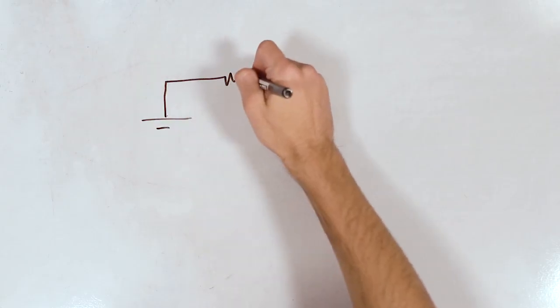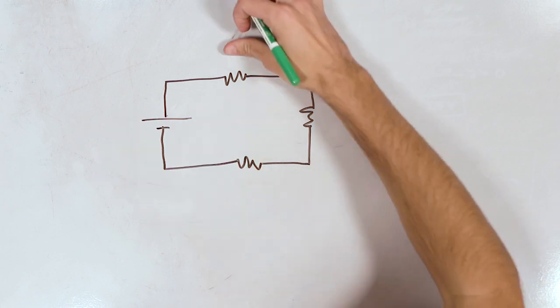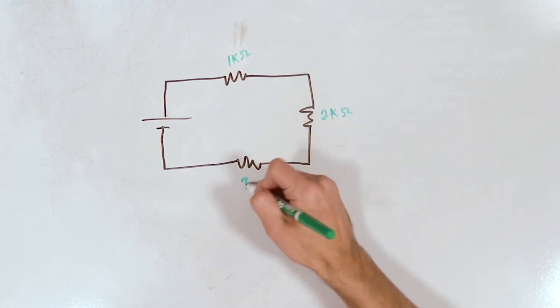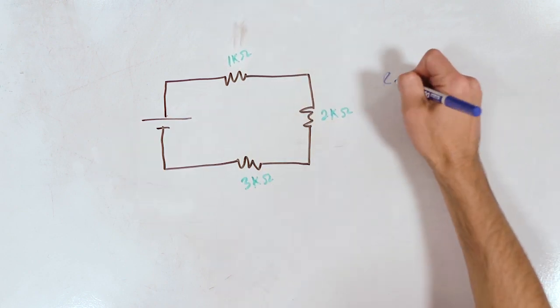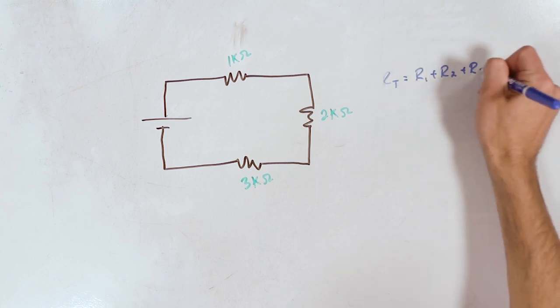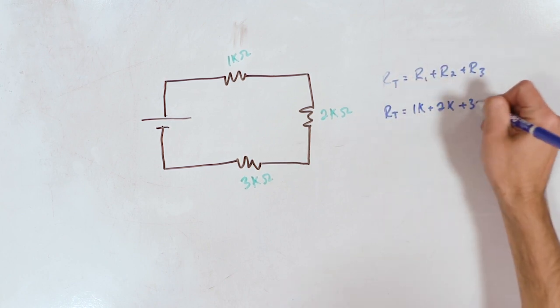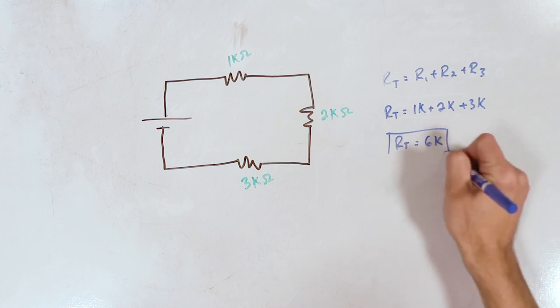Let's do an example. If you have 3 resistors that are in series, with their values being 1 kiloohm, 2 kiloohm, and 3 kiloohm, to get the total resistance, you would just add them all together. So 1 kiloohm plus 2 kiloohm plus 3 kiloohms equals 6 kiloohms.